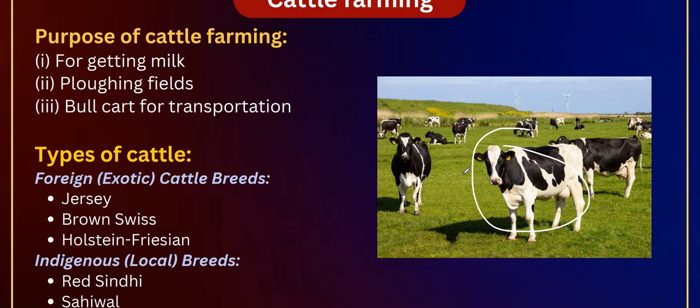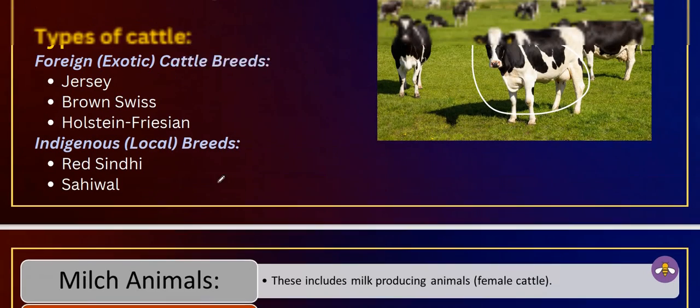local cattle breed is like the white cow which you see, white in color, or some are also red in color. So these are Jersey, Brown Swiss, Holstein. So these are the types of foreign cattle. Now let's search on Google all these images. Okay, are you ready? Let's see.